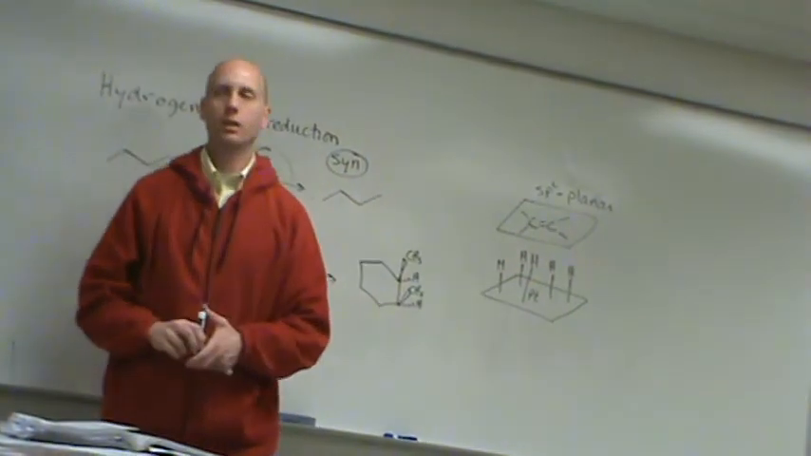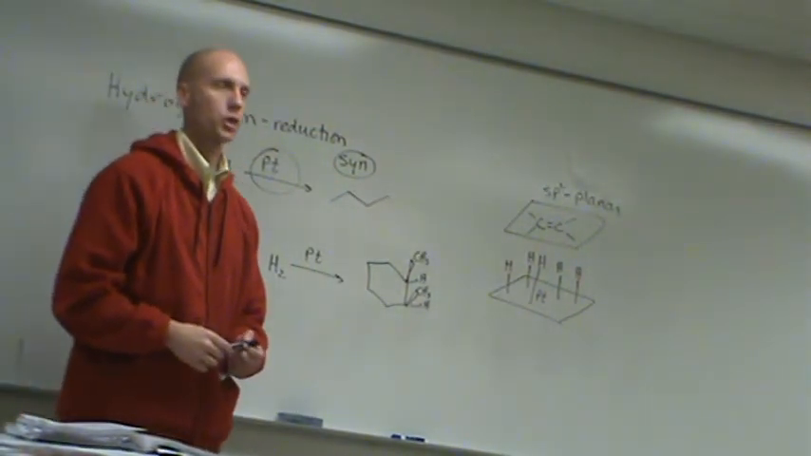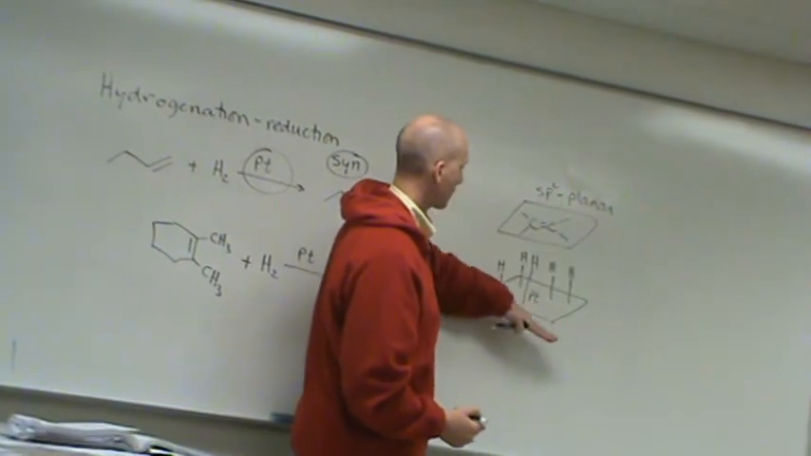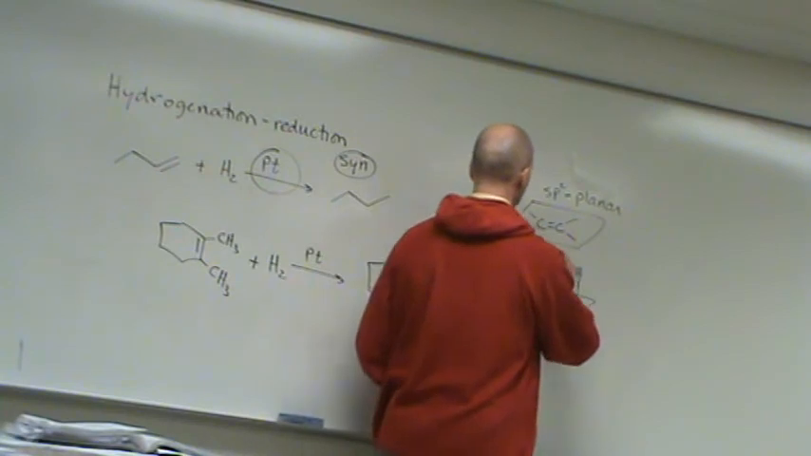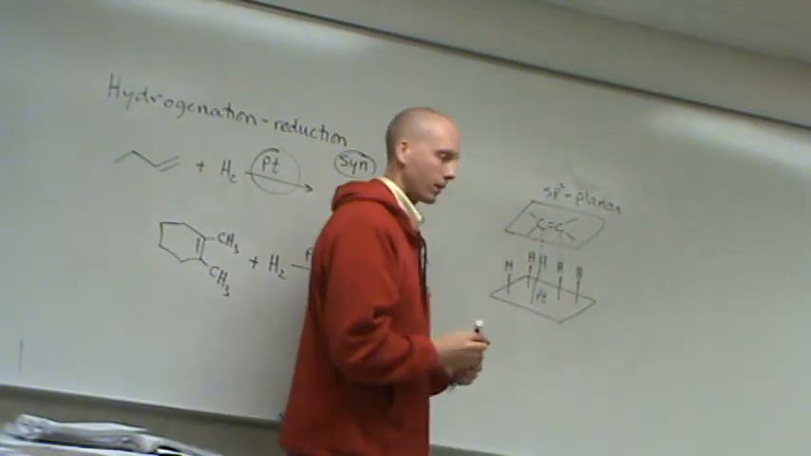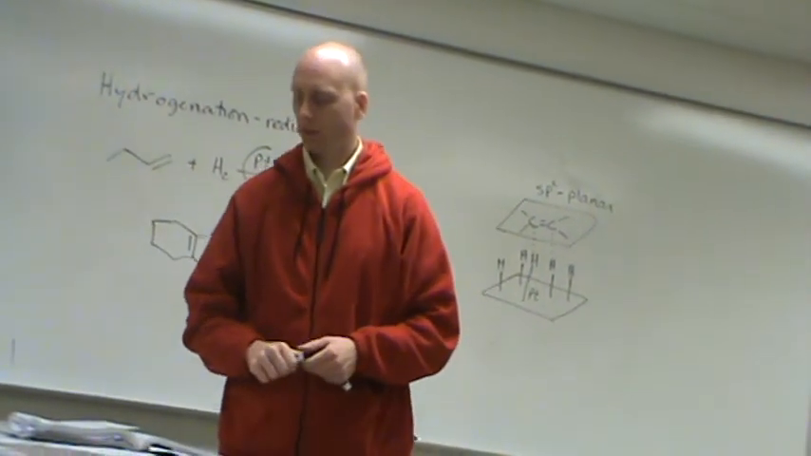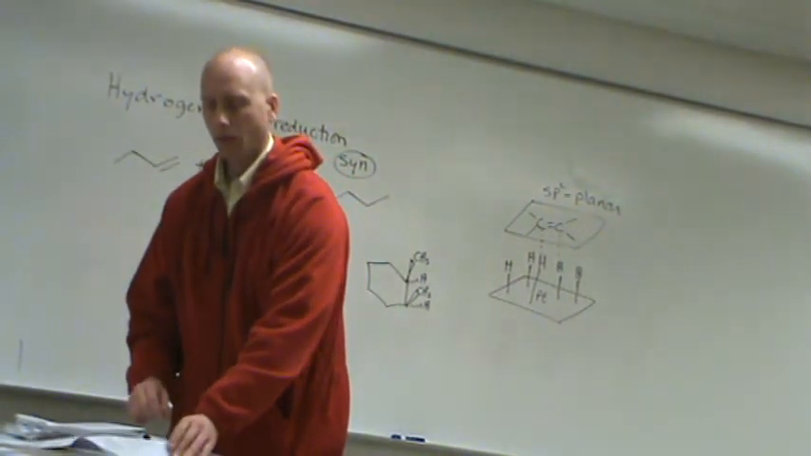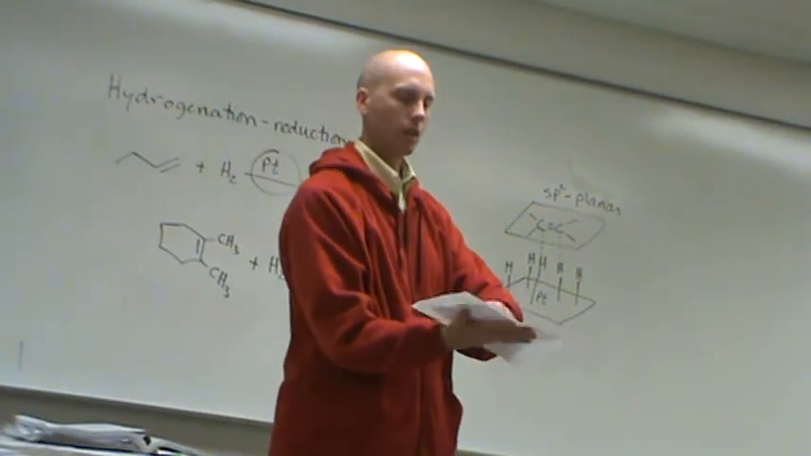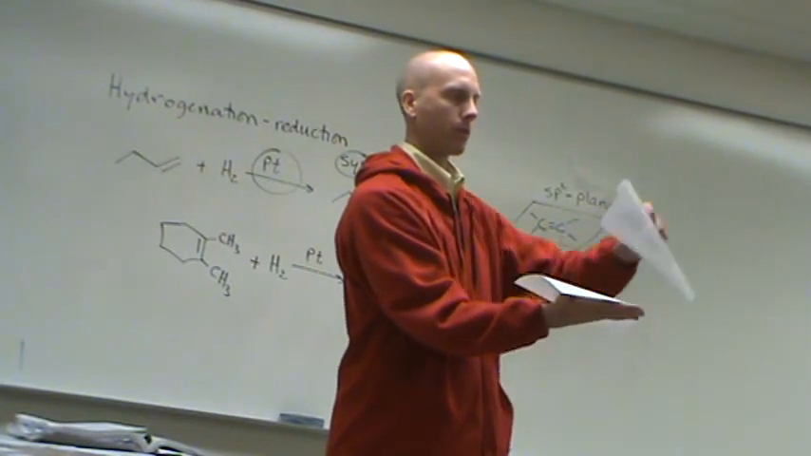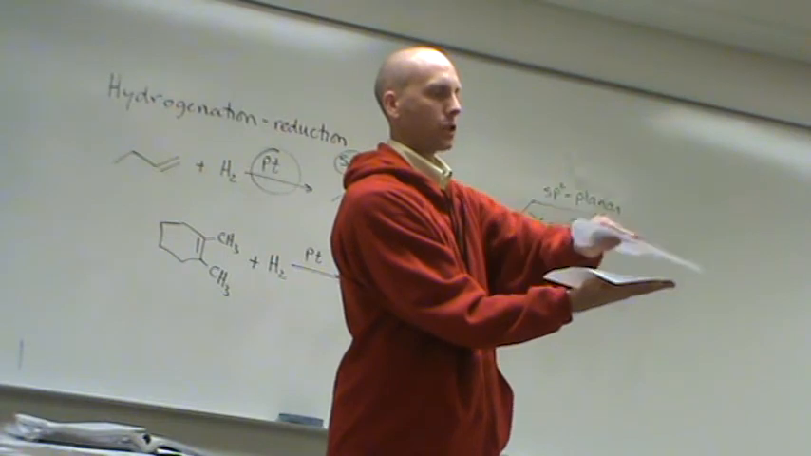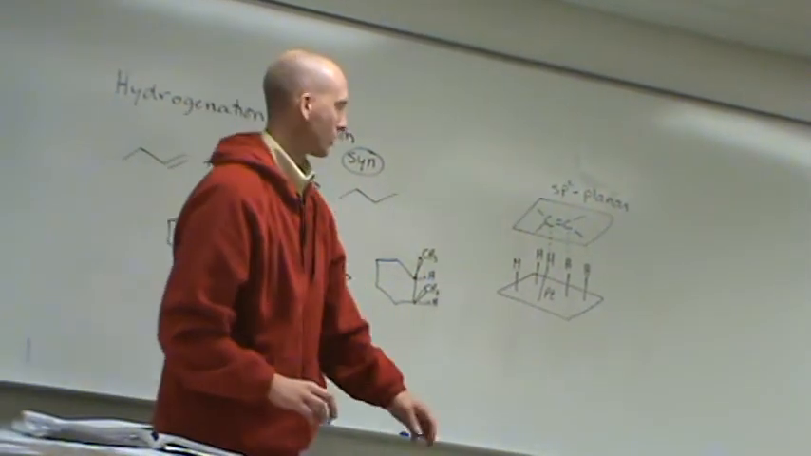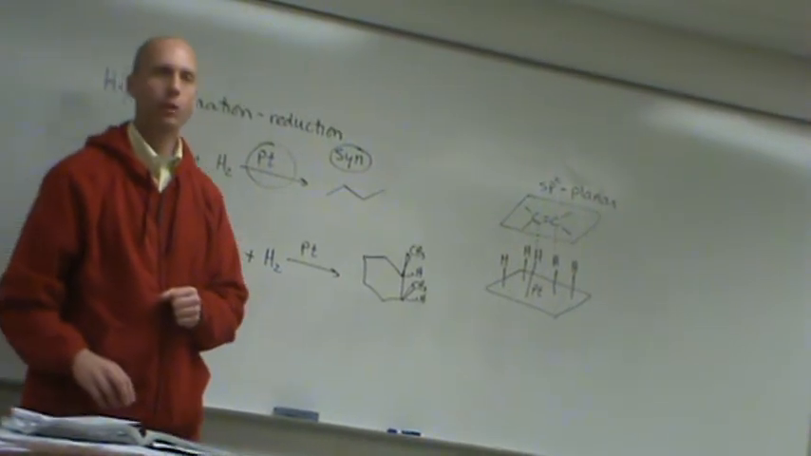So a double bond is planar, so it's going to act like a sheet of paper. So what happens is this sheet of paper, the double bond, comes on this sheet of paper. And these hydrogens add on to those two carbons. So you can see why it's occurring with syn addition. You get the hydrogens on top of this sheet of paper, and the double bond coming here, so they're adding on the same side of the double bond. So that's why we get syn addition of these hydrogen atoms. Any questions on that?